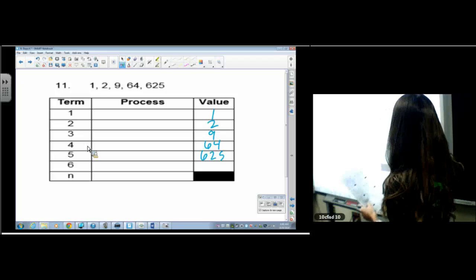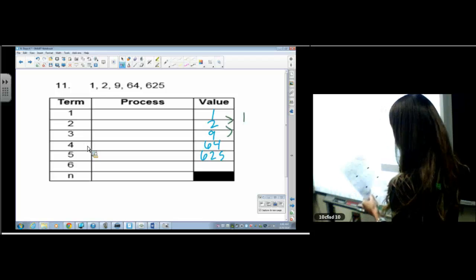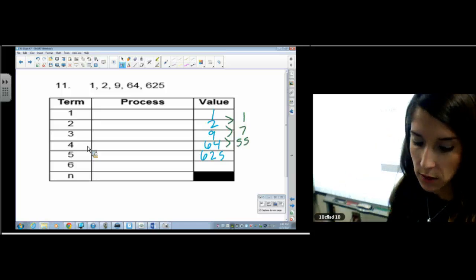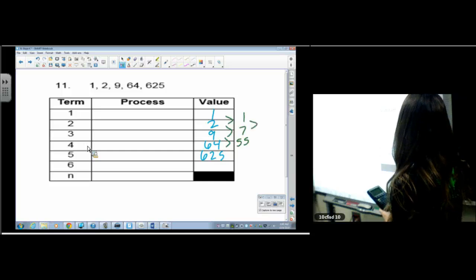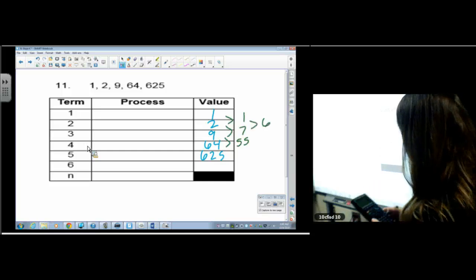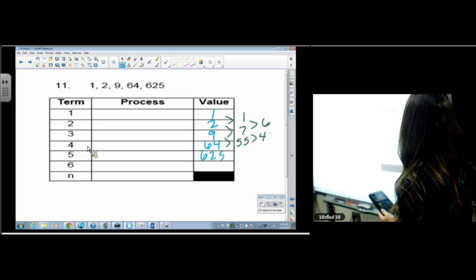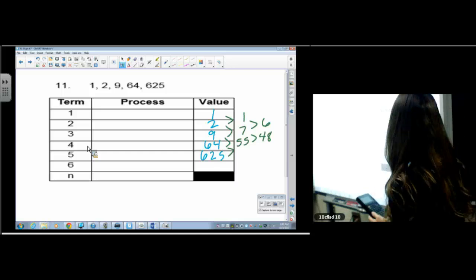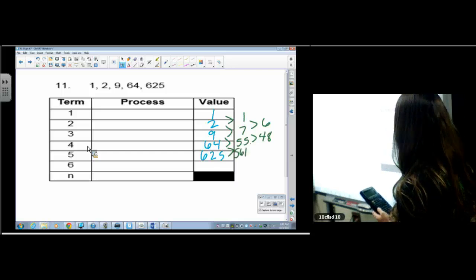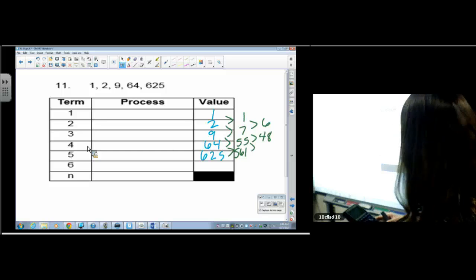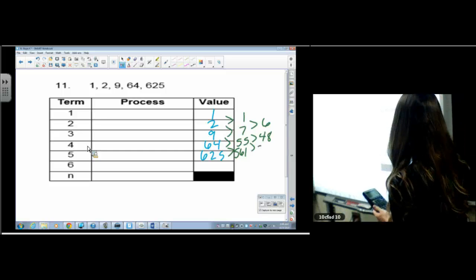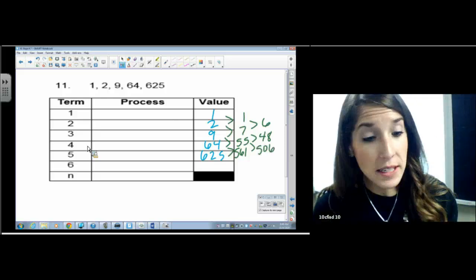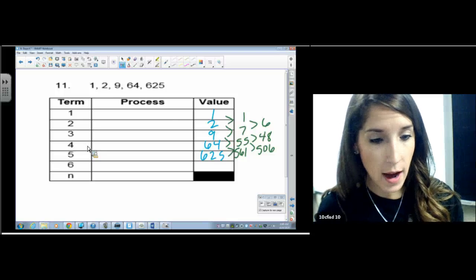All right, so we do delta y and we get 1, 7, 55. Oh no, this is not looking good. And then we do delta delta y and we get 6, 48. Let me go ahead and finish this one out. 625 minus 64. This is 561. And so now, normally we would take our delta y and our delta delta y and we would divide them to find our base, right?